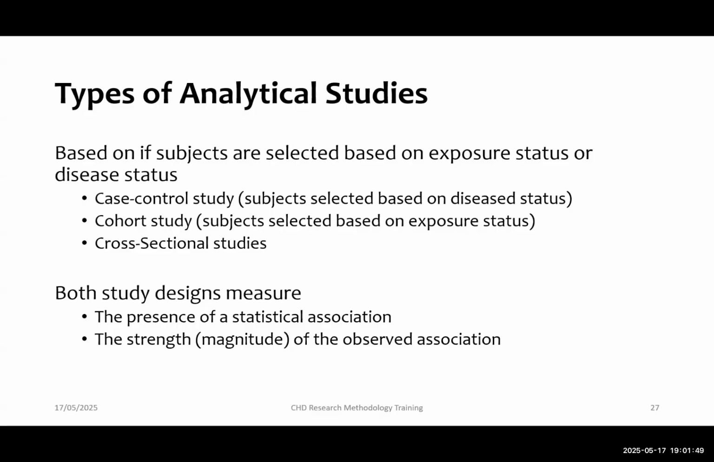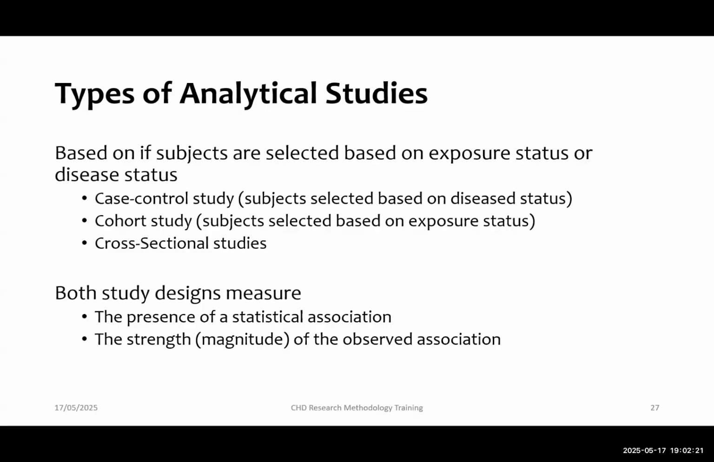That's why you have your cross-sectional study. So in both designs, you're measuring the presence of a statistical association, and you want to check the strength of that observation. In measuring the statistical association in a case control study, what you use is the odds ratio. So you want to determine whether the odds of getting the disease is higher among those who were exposed as opposed to those who were not exposed to that factor.